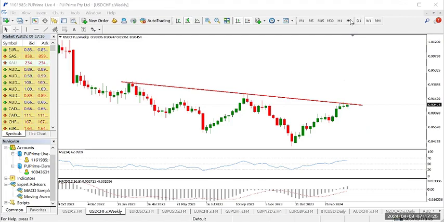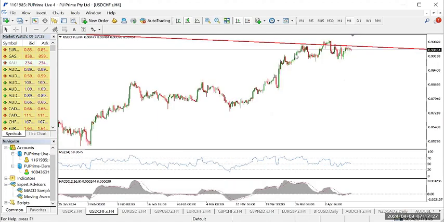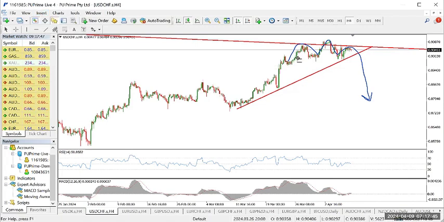So if we zoom down to 4-hour time frame, we're seeing also the formation of a head and shoulder pattern, which should lead to a bearish breakout. We can equally draw a trend line right here, while noting the neckline also to be this region. So we're expecting a bearish breakout also on the USD CHF.